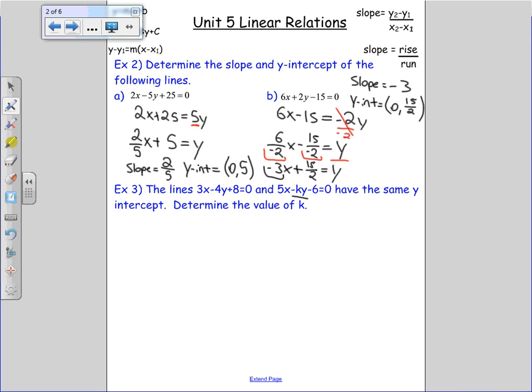Yep, so let's start with this line. And let's convert it into slope-intercept form. You can add 4y to both sides. So it would be 3x plus 8 is equal to 4y. All I did was I moved the 4y over. Now what do I have to do? St. Pierre, what do I have to do?